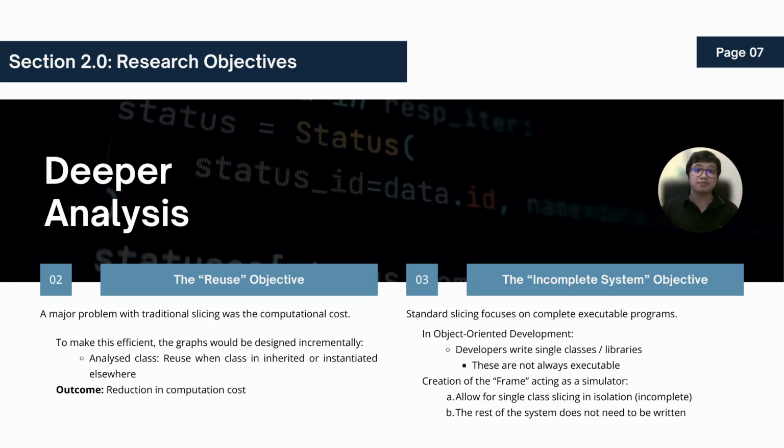In summary, the author's primary goal was to redefine the system dependence graph to explicitly support object-oriented features like inheritance and polymorphism. They achieved this by introducing the class dependence graph, a modular structure designed specifically to enable efficiency through reuse and the analysis of incomplete systems.